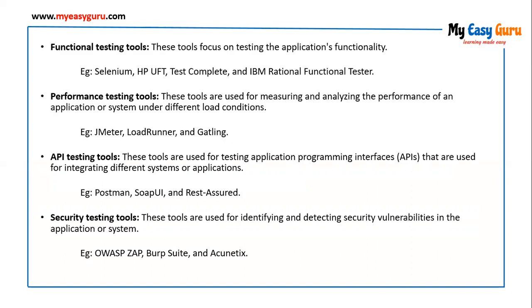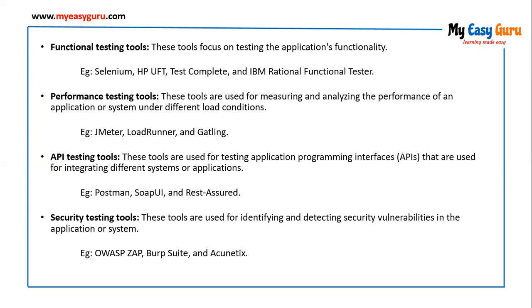So there are functional testing tools, performance testing tools, API testing tools, and security testing tools. This depends upon the purpose, like for which testing you have to use which tool. For example, the tools that focus on testing the application's functionality, that is functional testing tools, are Selenium, HP UFT, TestComplete, and IBM Rational Functional Tester.